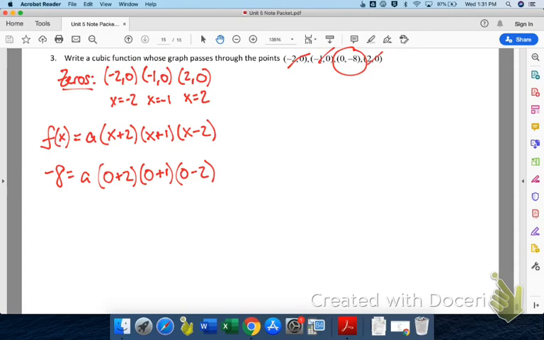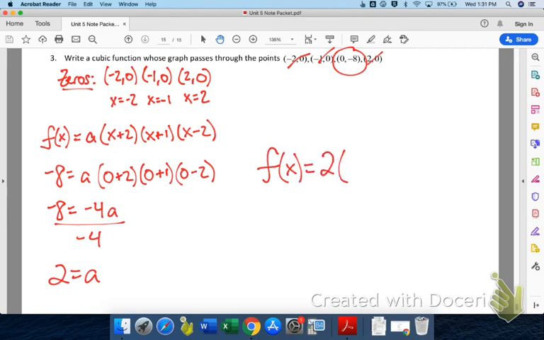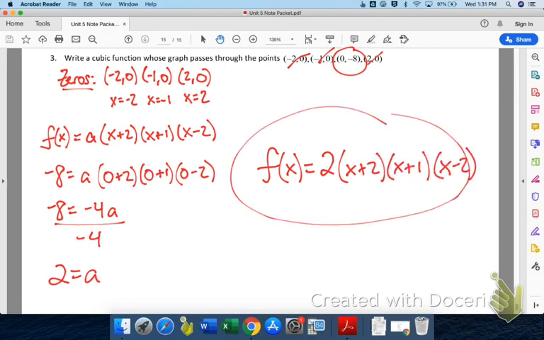So we end up with 2 times 1 times -2, which means the right side is going to become -4a. Divide everything by -4. 2 is going to be equal to our a value, which means I have a final function. F of x is going to be equal to 2 times x plus 2 times x plus 1 times x minus 2.